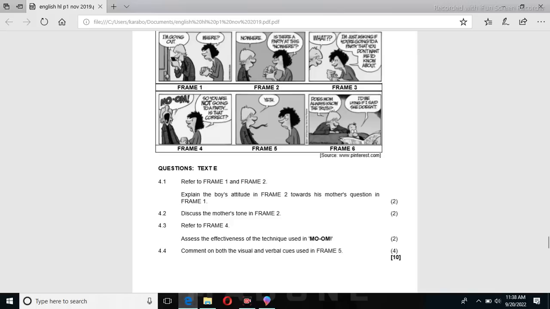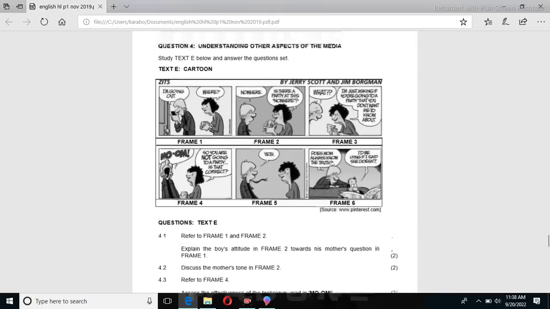But we're not reading for understanding, guys. We're just browsing, okay? So now as we browse, refer to frame 1 and frame 2. Discuss the mother's tone, refer. So you already know what you are expected to do, right? And then the second step is that now you are going to go to the cartoon itself, right? And you are going to browse through as well, right?